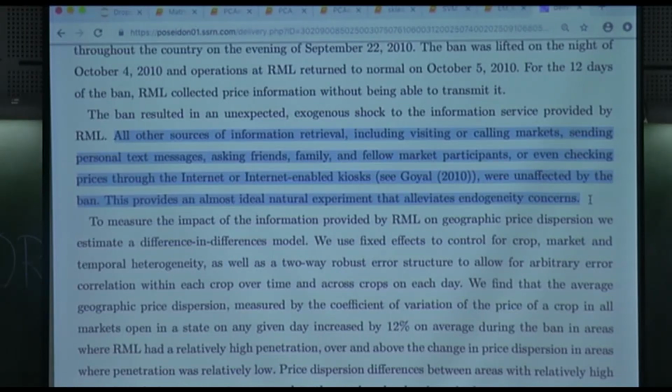And the other thing that happened was all other sources of information retrieval, visiting, calling markets, sending personal text messages, asking families, friends, fellow market participants, even checking the prices through internet or internet enabled kiosks, were unaffected by the ban. This provides an almost ideal natural experiment that alleviates endogeneity concerns. And this kind of trying to look for these natural experiments that are happening, it's turning out to be an important place where people are trying to get at causality through these experiments.